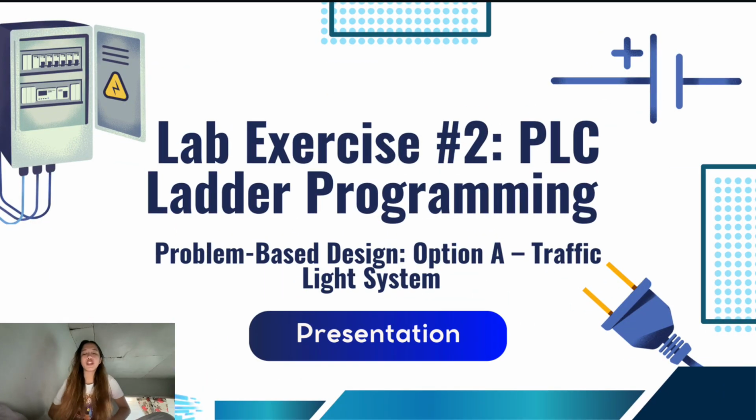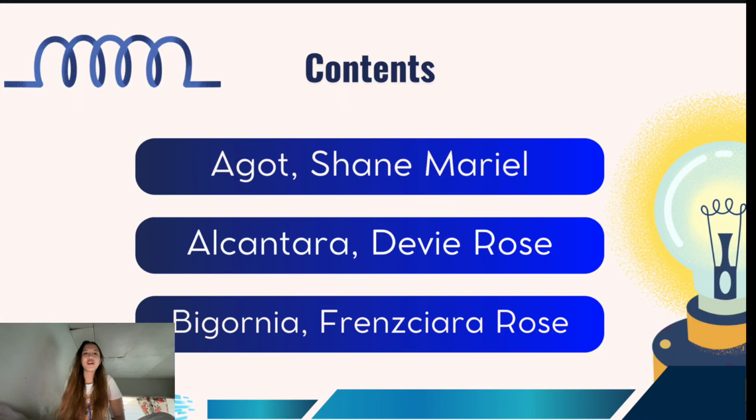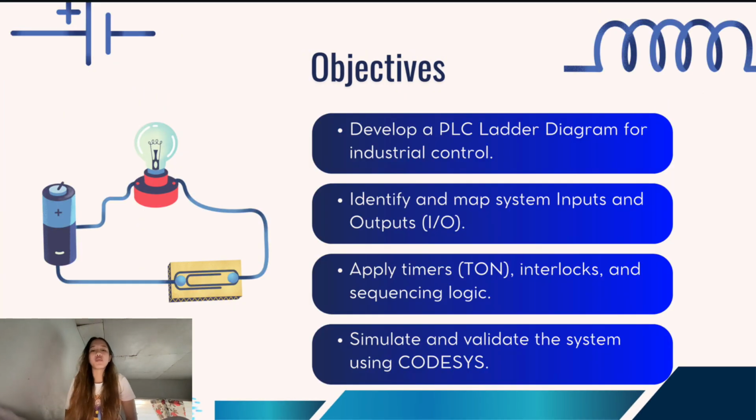Hi guys, for today we are going to talk about lab exercise number 2, PLC ladder programming. A problem-based design, option A, which is traffic light system. Our group consists of 3 members, which is me, Algo Chain Maria B, Alcantara Dever Roast, and Bigornia Frenchara Roast. For our objectives, we have 4.